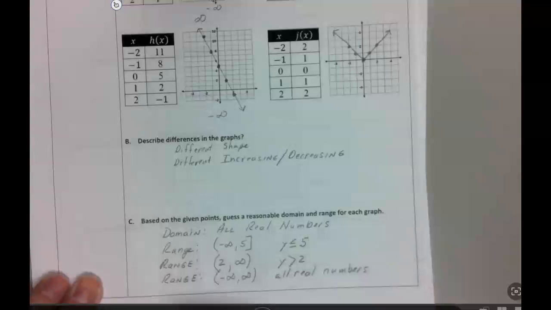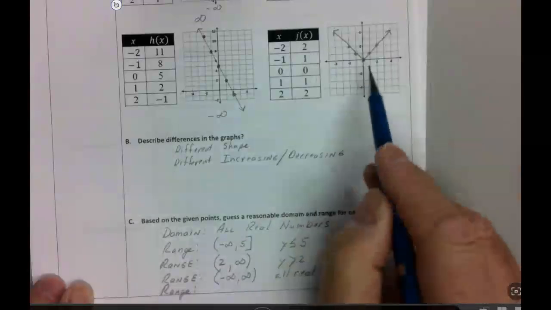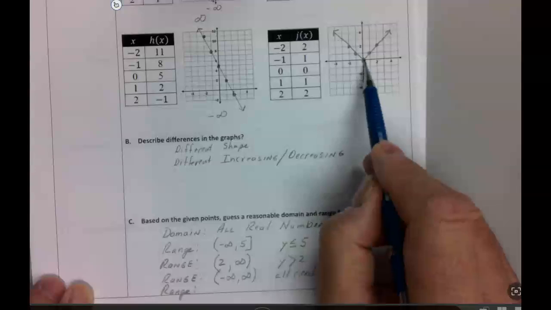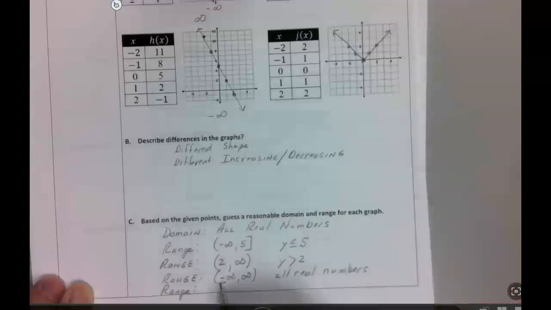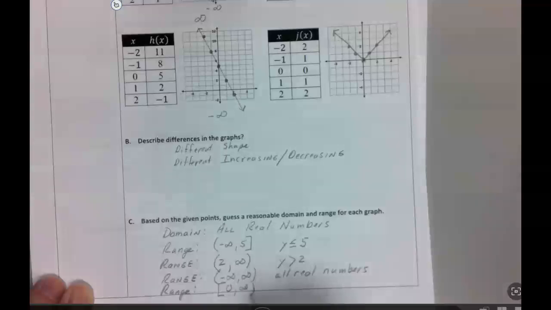And then the last one, which is the parabola, the absolute value function. Again, the domain's all real numbers for all of them. What's the floor here? What's y here? 0, and it's included. And then it's going towards positive infinity. So this one here would be y is greater than or equal to 0 as an inequality. Okay?